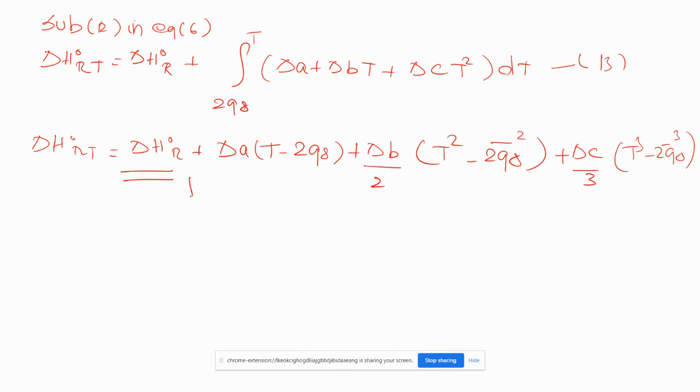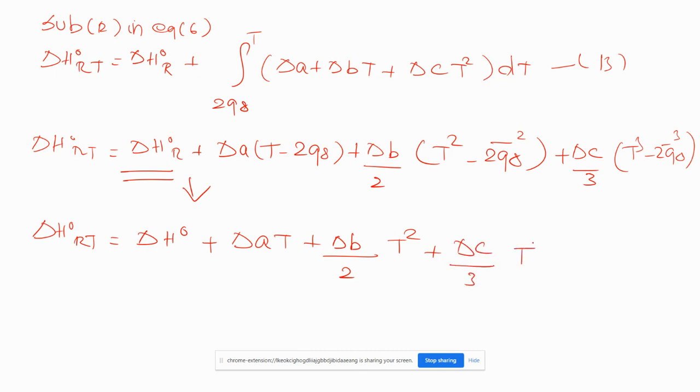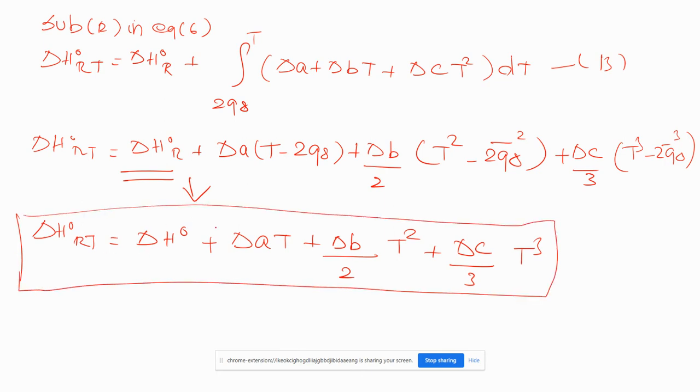Now this will be reduced into a simplified form for temperature T as del H0 RT is equal to del H0 plus del A T plus del B by 2 T square plus del C by 3 T cube. So this is the final equation we will be using to find the standard heat of reaction. You should remember this formula for solving the problems.